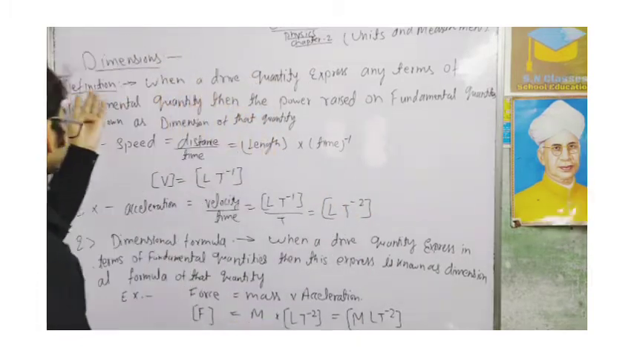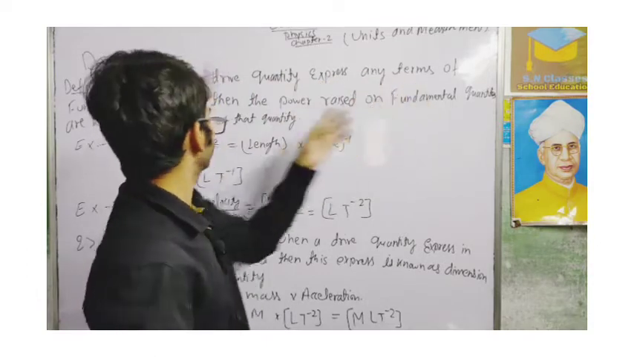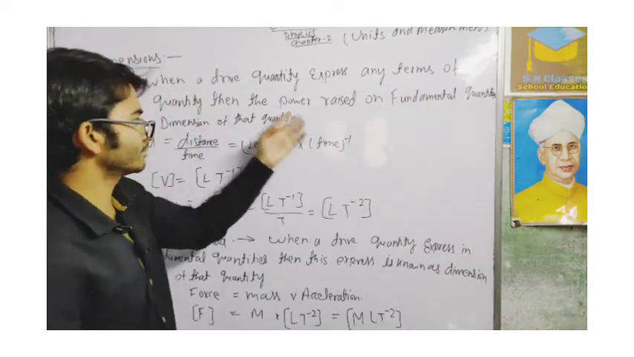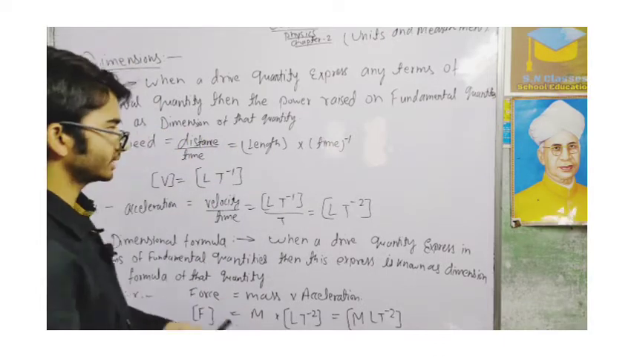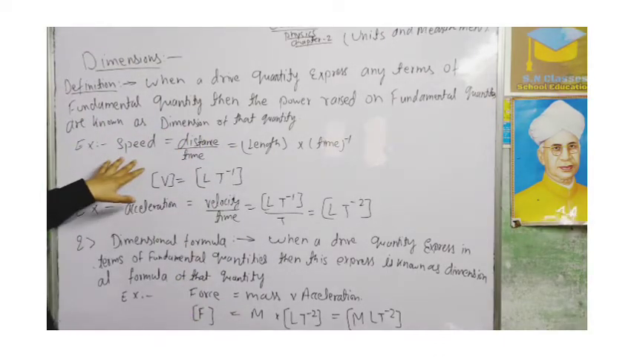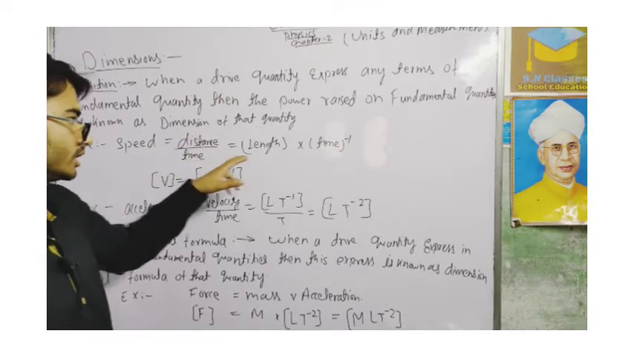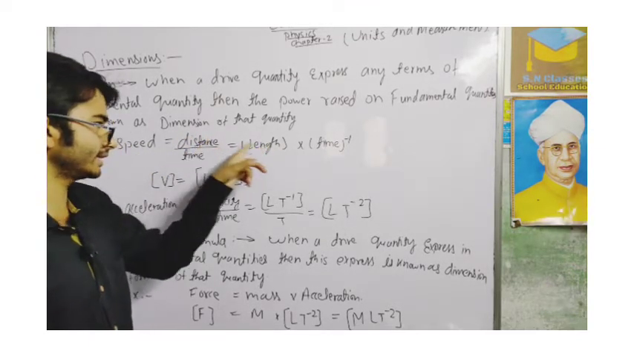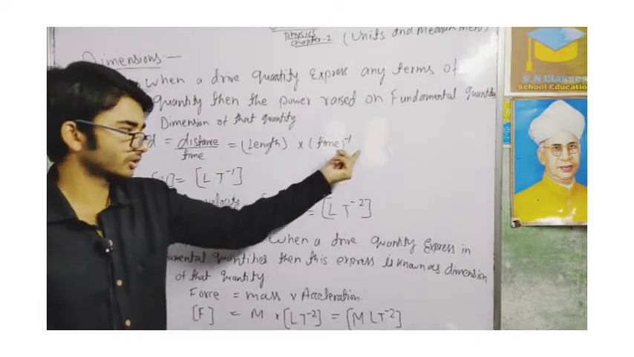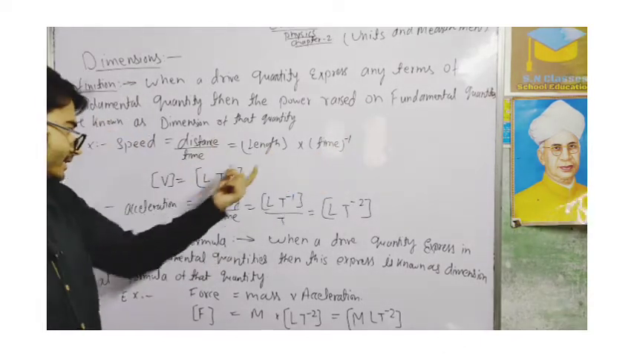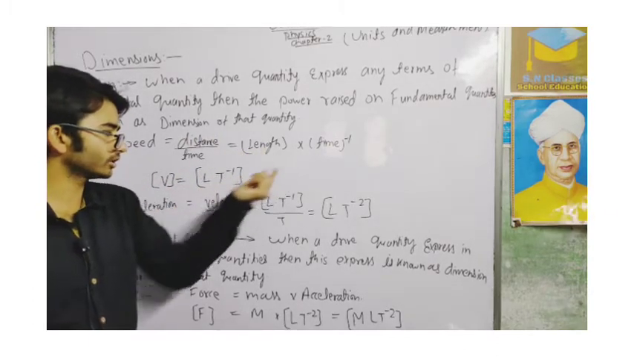The dimension definition says that when a derived quantity is expressed in terms of fundamental quantities, the powers that arise on the fundamental quantities of that quantity form the dimension formula. Suppose speed is written as distance per unit time. The distance unit is length, so it is written as L, and 1 by time is written as time inverse, or t to the power minus 1. So the velocity dimension formula comes to be L t^-1. This is the actual formula.